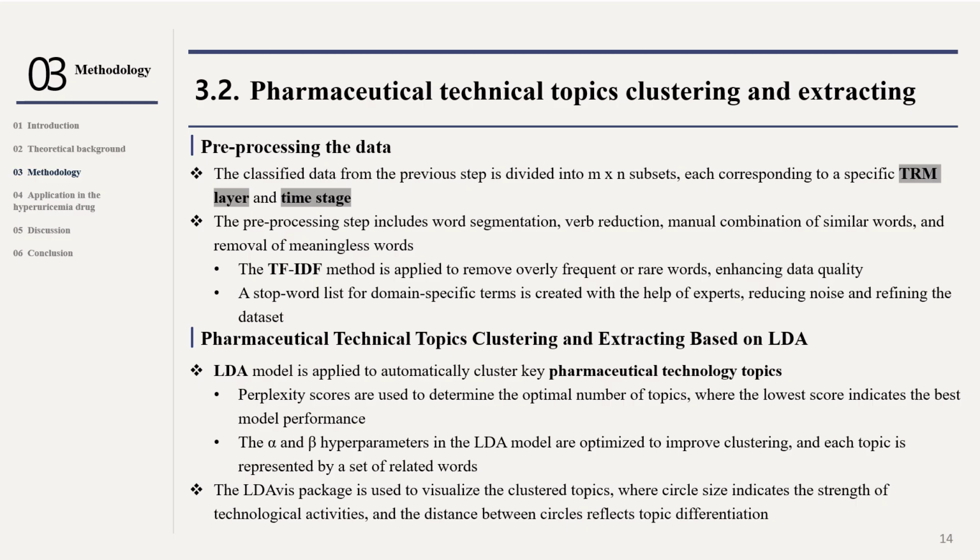The LDA model is applied to automatically cluster key pharmaceutical technology topics. Perplexity scores are used to determine the optimal number of topics. The alpha and beta hyperparameters in the LDA model are optimized to improve clustering. The LDAvis package is used to visualize the clustered topics, where circle size indicates the strength of technological activities and the distance between circles reflects topic differentiation.